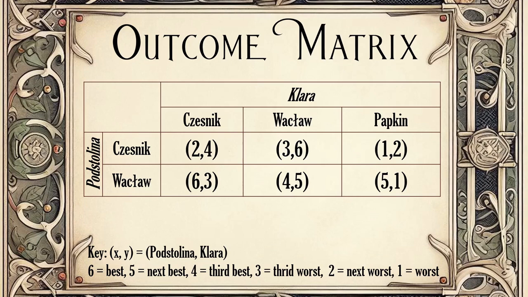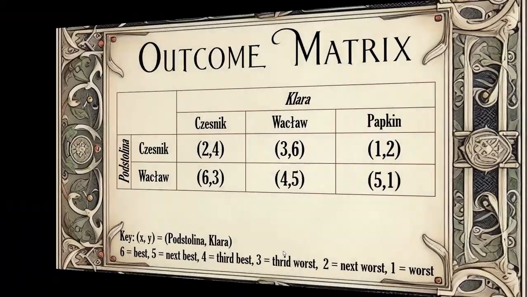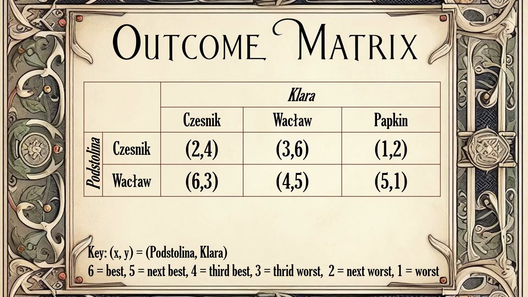We have the key at the very bottom of the slide, so we can see, for example, that here we have 6 for Podstolina choosing Cześnik and Klara choosing Wacław, as it was shown here. From that, we can draw a shift diagram for the resulting game.